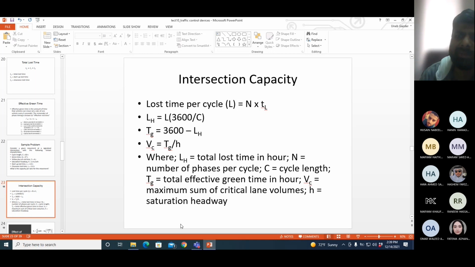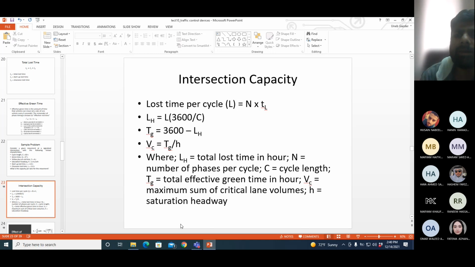What is 3600 upon C? The number of cycles in 1 hour. 3600 seconds of 1 hour divided by capital C, which is the number of seconds in one cycle. So this will give me LH, the total lost time in 1 hour. Lost time in one cycle was L. LH is the total lost time in 1 hour.